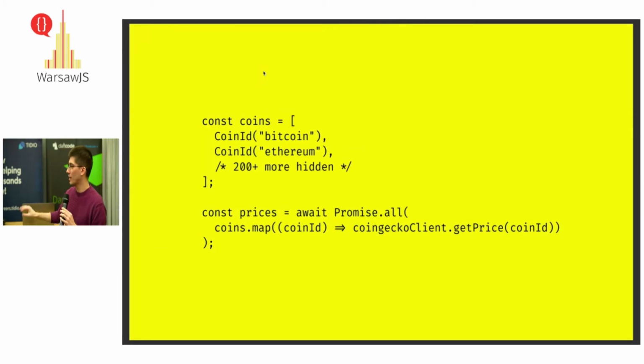So we had type safety, we had an extracted class, we have custom errors. What do we have next? A puzzle for you guys. The code here says const coins is an array of Bitcoin, Ethereum, and 200 more coins, right? A huge array of coins. And then the variable prices is set to Promise.all of coins mapped to the request to the class to get the price, right? So we do all of the requests, we do Promise.all, we get the prices. What's wrong with the code?